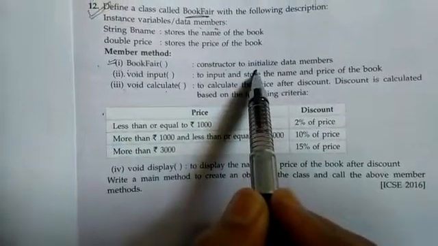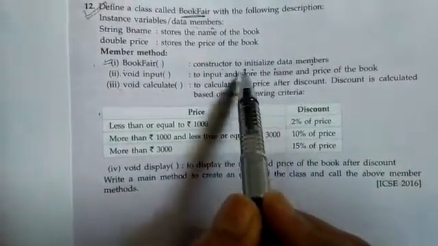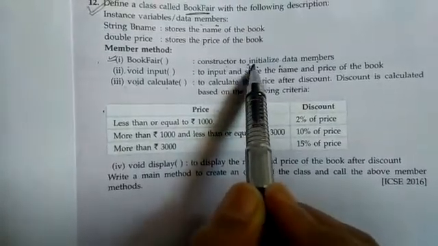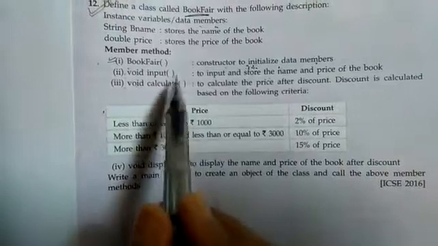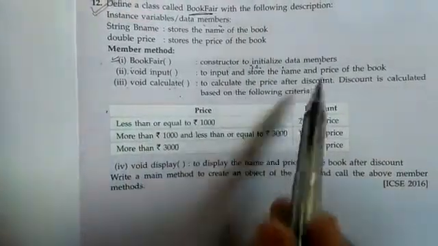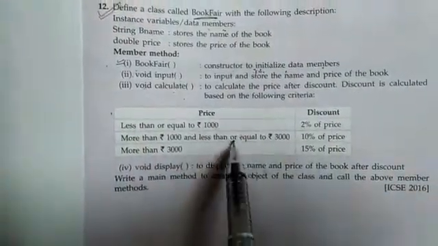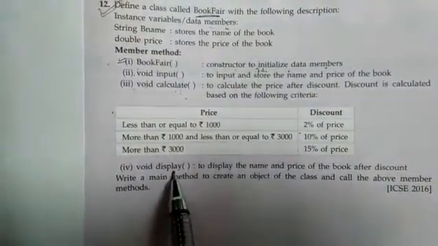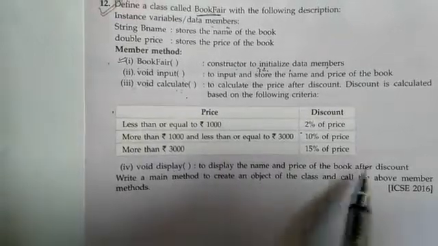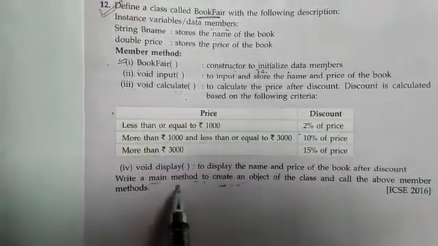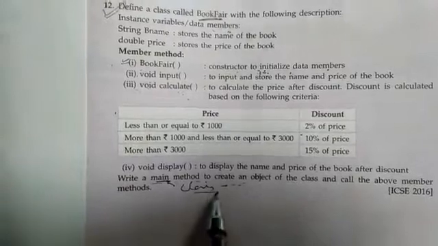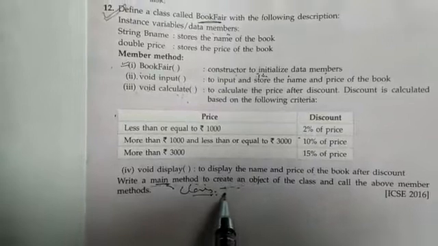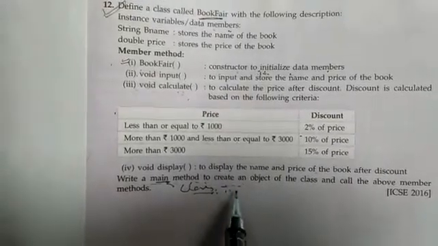You will make a constructor to initialize the data members. They have not said which type of constructor, so it is your choice. You can make it default, parameterized, or copy. And these two functions, input and calculate, that you will make. After that, a table is given on the basis of which you have to give the condition, as I have done for the rating of the movie. Then in the last you have to display the name and the price of the book after the discount. And a main method, meaning the class you are going to create, PSVM, public static void main, that you are going to create and call the objects over there. So this is your assignment that you have to do yourselves in your copy.